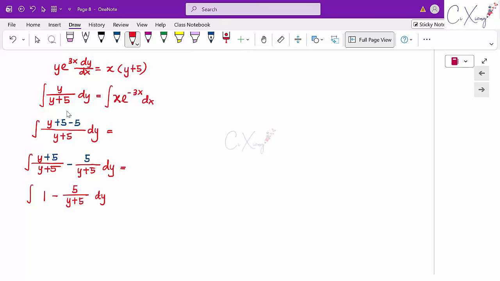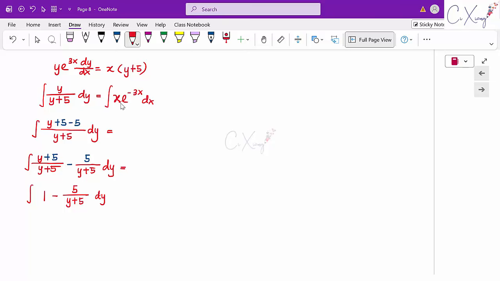Okay, so for me, I just separate it to become a proper fraction. So I'm having a number which is very easy for me to integrate. Then 5 over y plus 5 is also very easy for me to integrate. All right, so this is what we have for the left-hand side. Then let's go to the right-hand side.